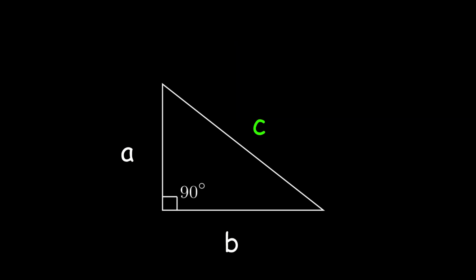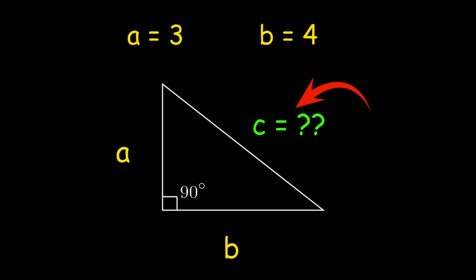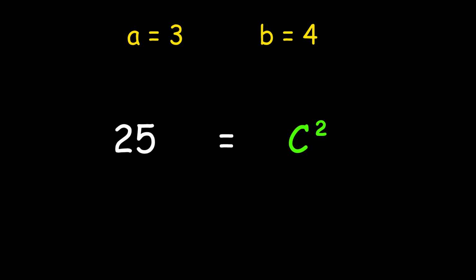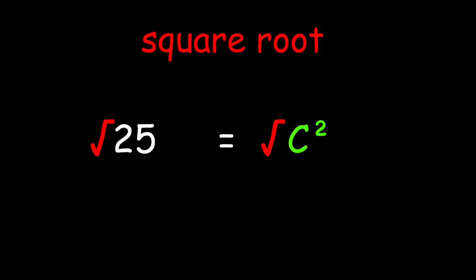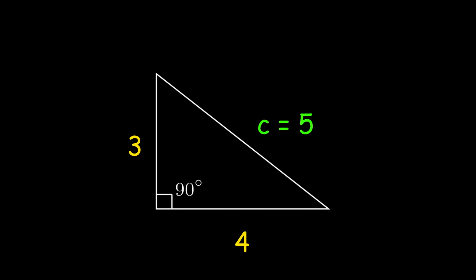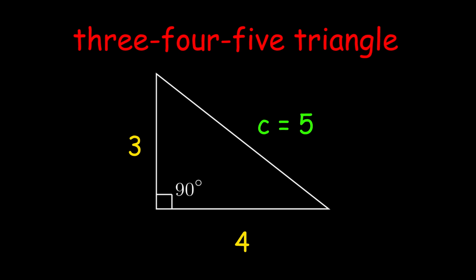Let's try a simple example. Imagine you have a right triangle where A equals 3 and B equals 4. We want to find C, so step 1 is square the lengths. 3 squared is 9. 4 squared is 16. Now we add them. 9 plus 16 is 25. And now we take the square root of the answer. So the square root of 25 is 5, which means the hypotenuse is 5 units long. This is actually a famous triangle called the 3-4-5 triangle.